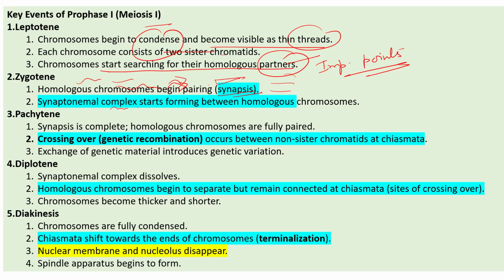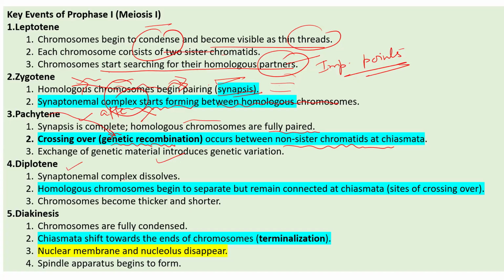The synaptonemal complex starts forming between homologous chromosomes. The synaptonemal complex in the zygotene stage means affection has started between the homologous chromosomes because they got the partner. In the pachytene stage, they start the crossing over. Pachytene, P for the fourth stage, and then crossing over. Homologous chromosomes are fully paired, synapsis is completed and crossing over takes place. Genetic recombination occurs where non-sister chromatids exchange genetic material at chiasmata, which introduces genetic variation.